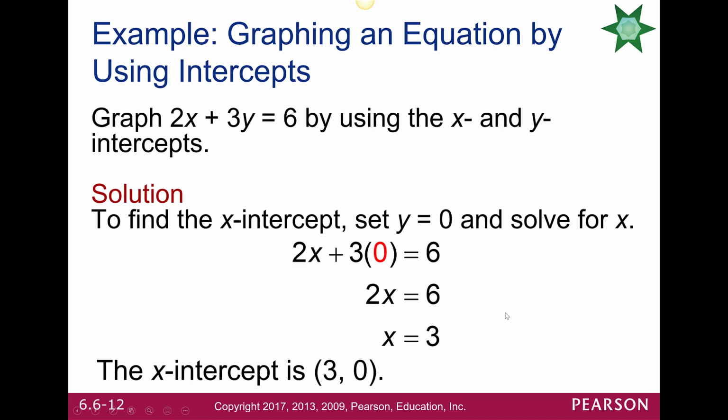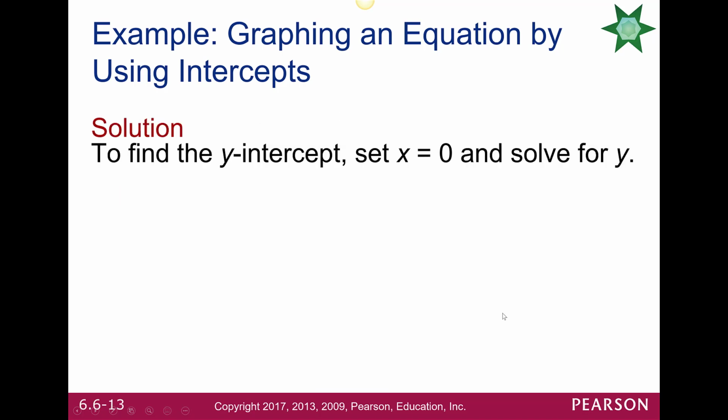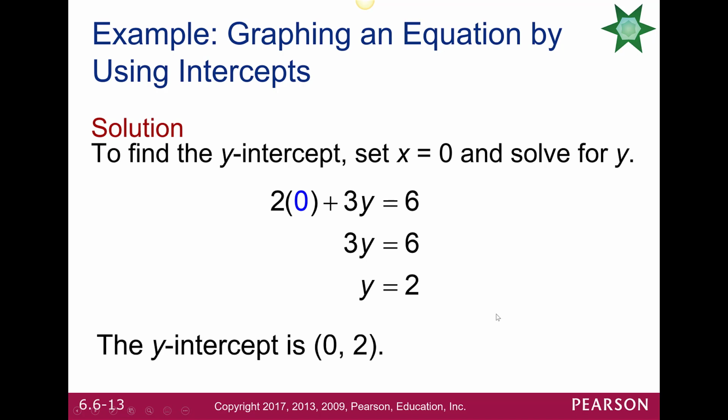And then I'm going to find the y-intercept. I'm going to set x equal to 0 and solve for y. And I come up with y equals 2. So my y-intercept is (0, 2). And so now I have 2 points.